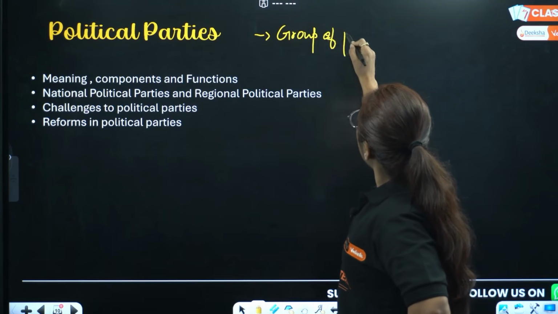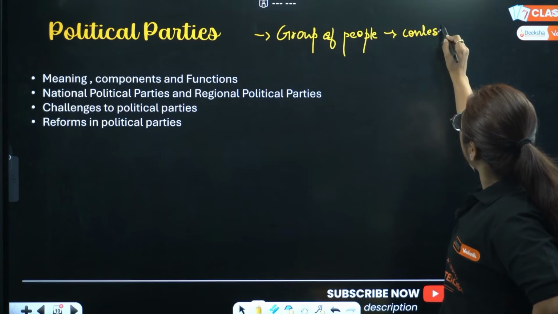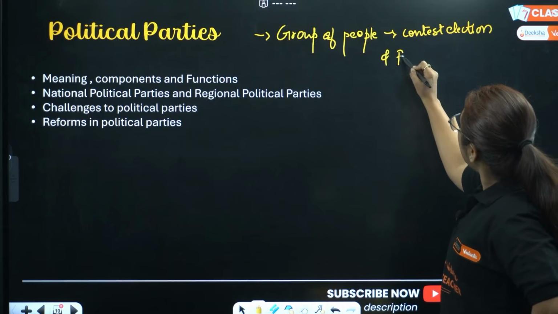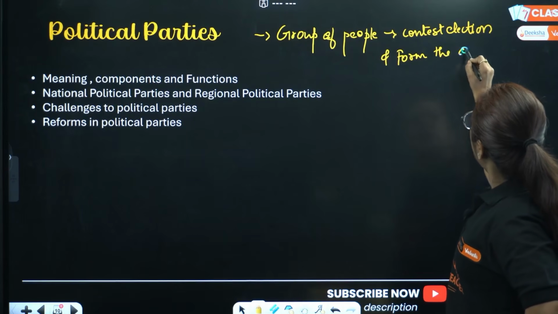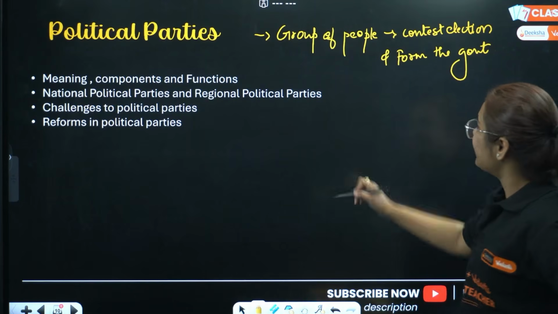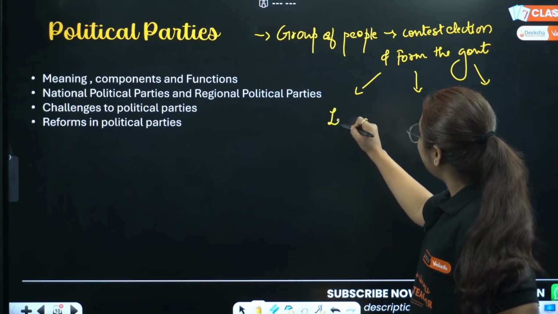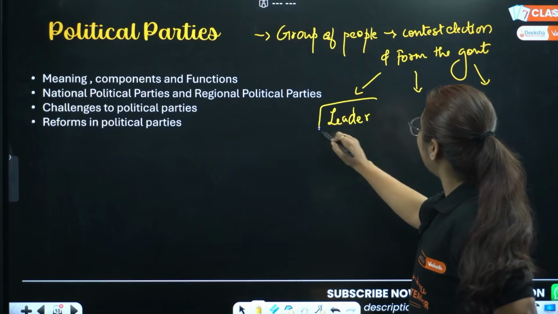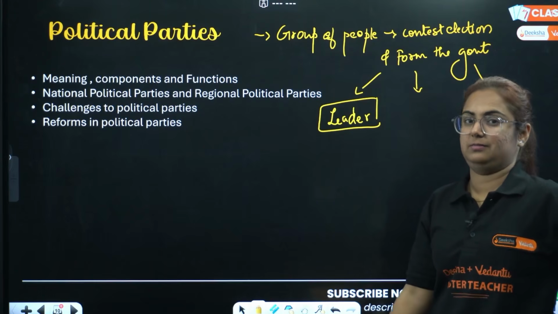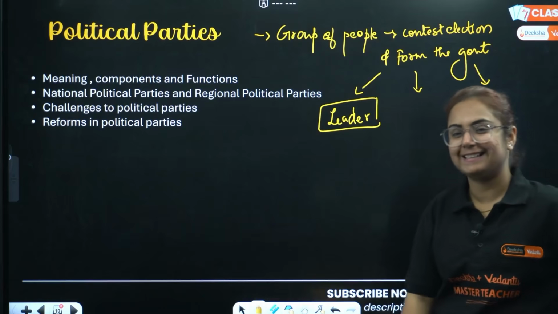It is a group of people coming together to contest election and form the government. Okay, what are the three components of the political party? By political party, you will identify by a leader. Okay, strong leader, more recognition. Controversial leader, more and more recognition.